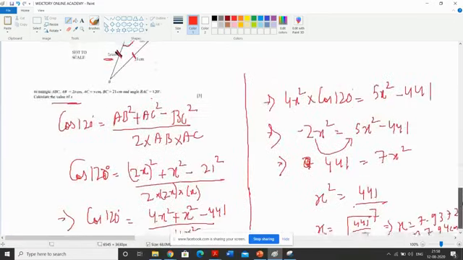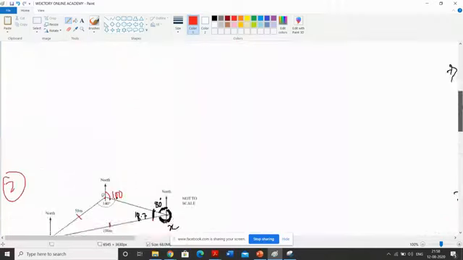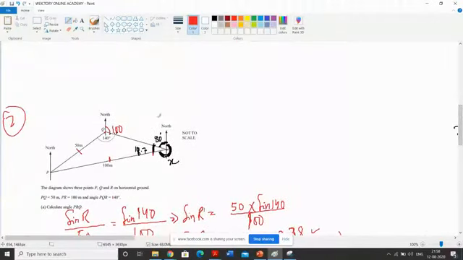So that's how we use sine and cosine rule to solve questions. And I also explained bearing. Bearing is measured from the north and it is clockwise.